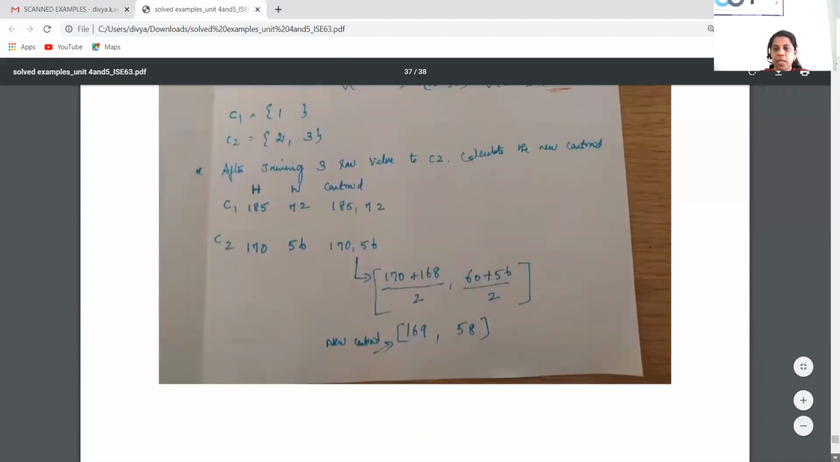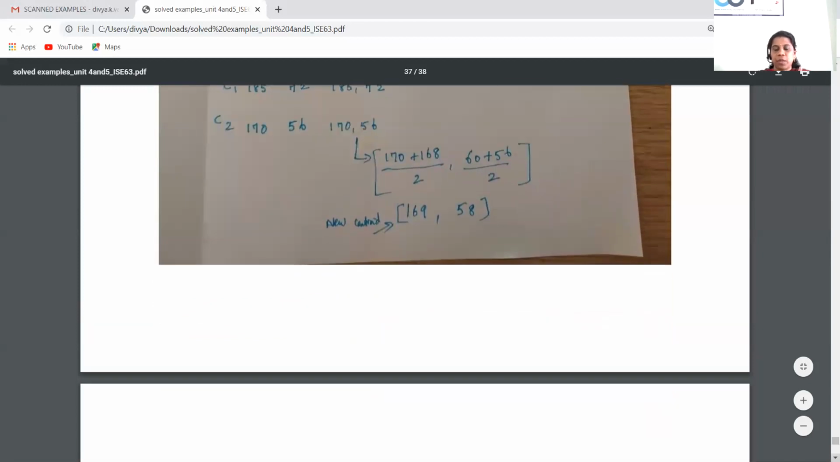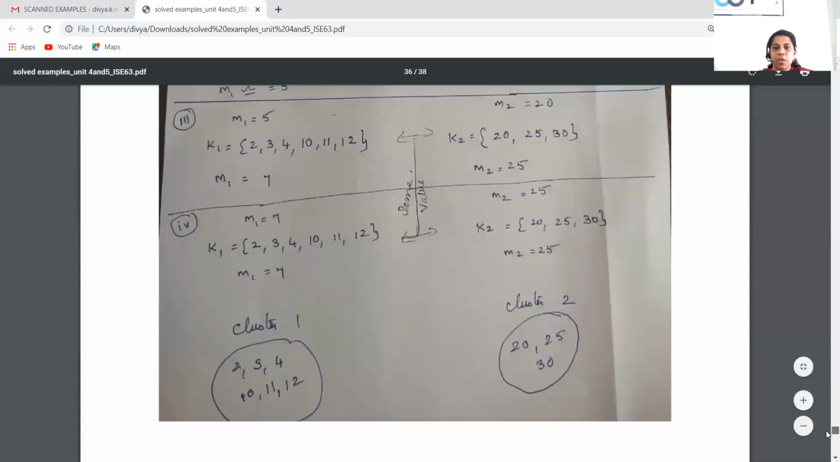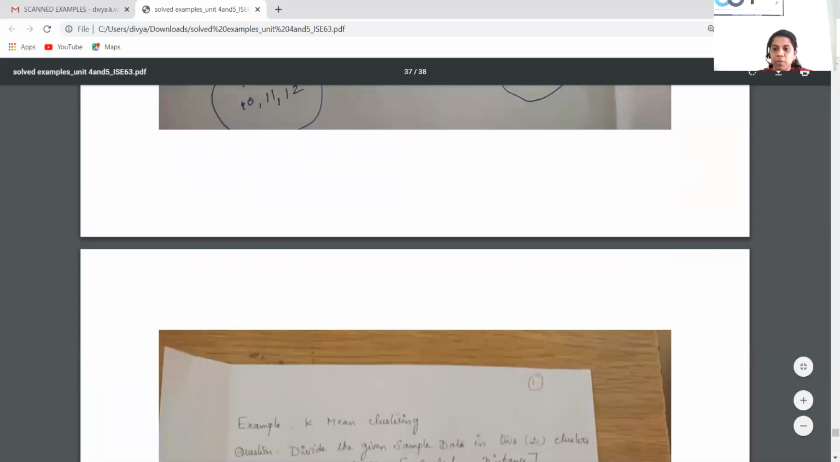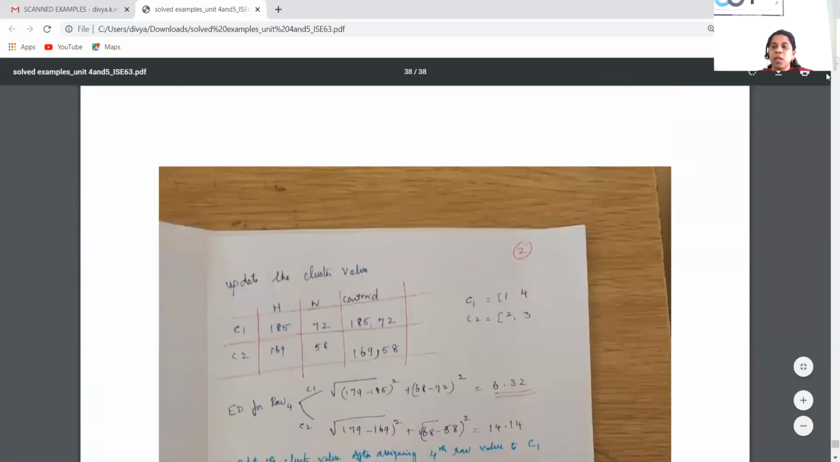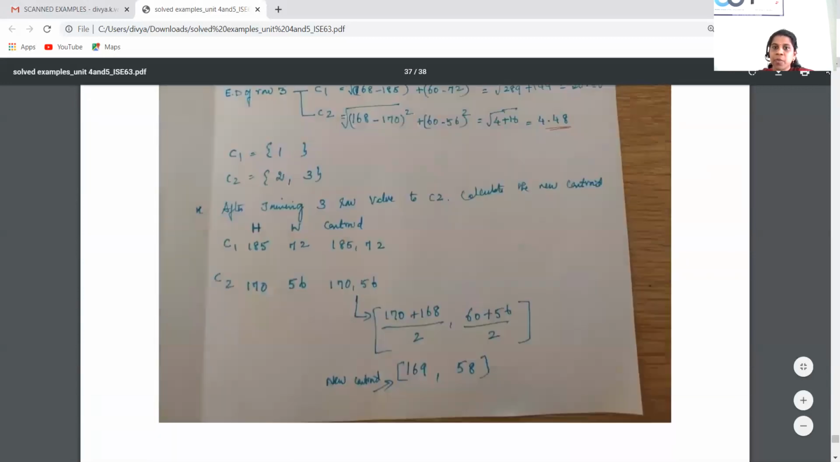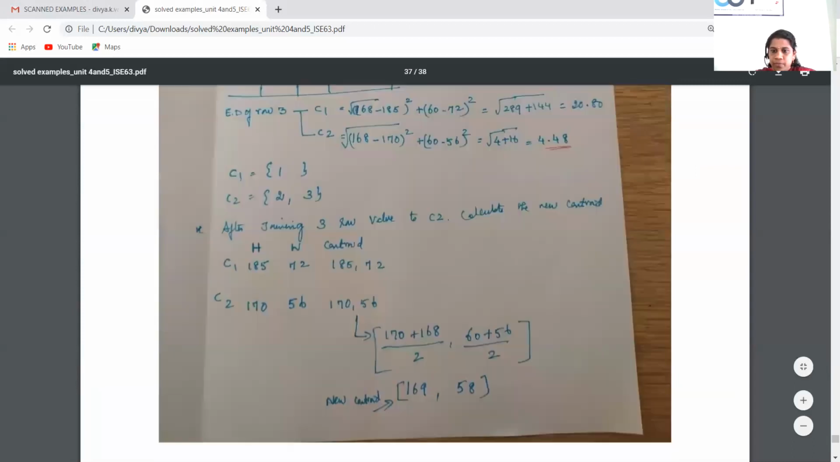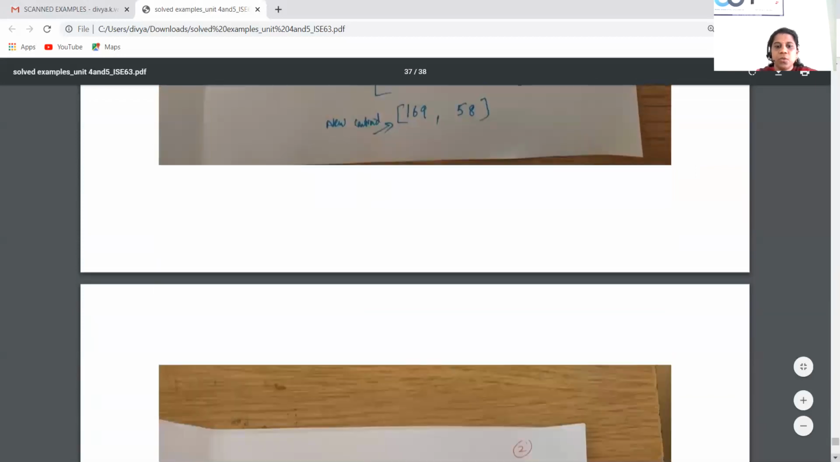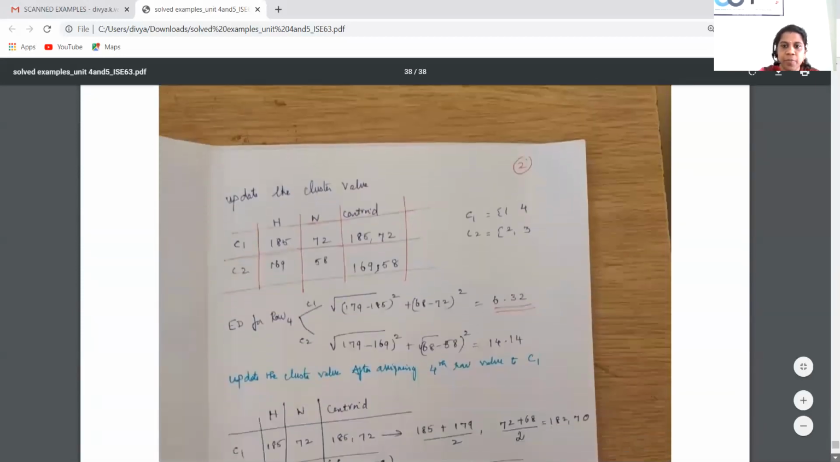So as we know, in the case of k-means, whatever the centroid value or the mean value we are getting, it may or may not be a point in the sample, right? But when we come to the k-medoid method, we always make sure that whatever centroid we are taking is a sample point. So calculate the new centroid each time.